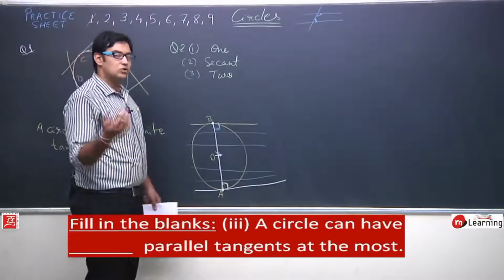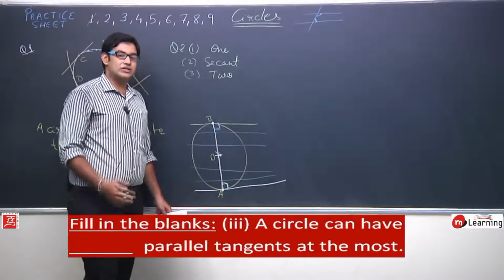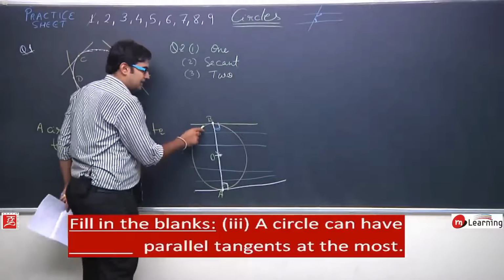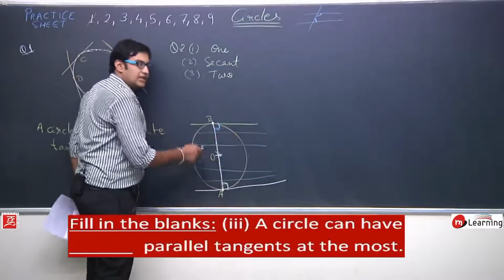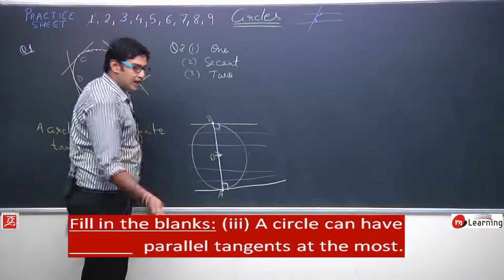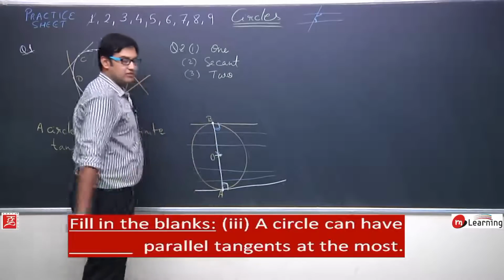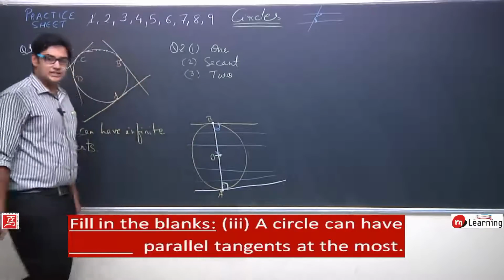It is not possible to draw three tangents parallel to each other, because if you draw a tangent from any other point, that tangent will not be parallel to any of these tangents. It will intersect the two tangents.